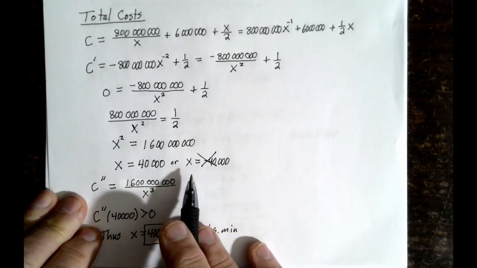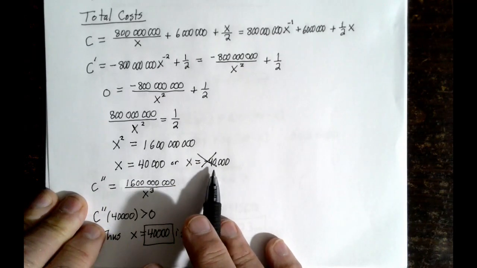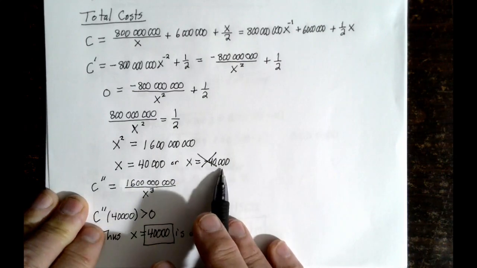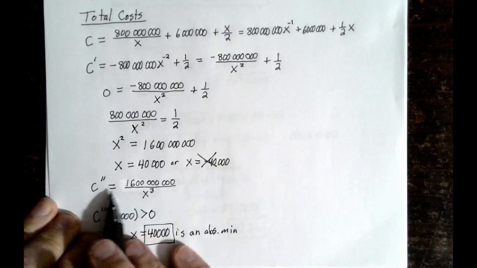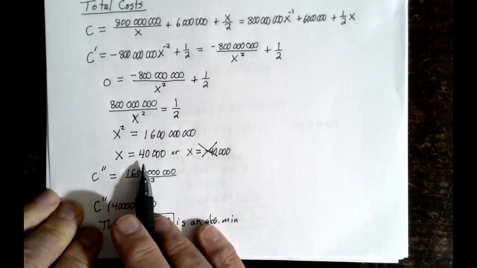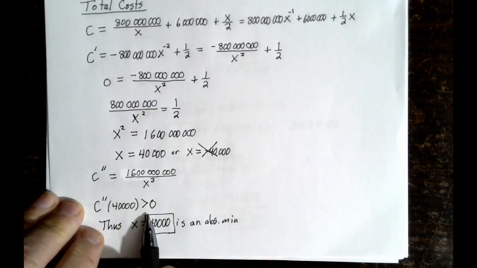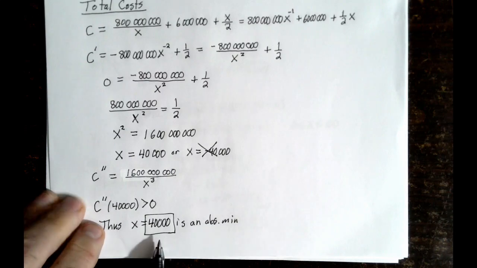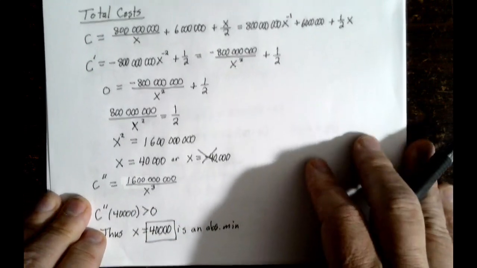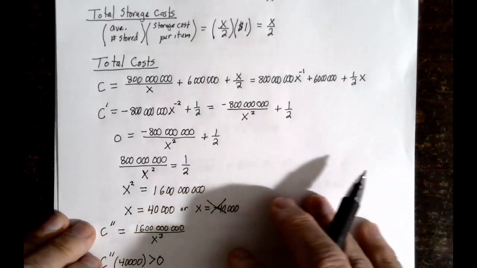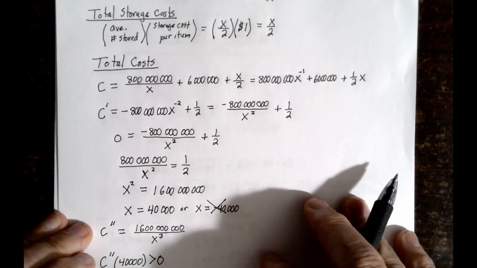X is the number of items in each production run, so you can't get a negative number of items, so throw that out. If you take the second derivative, you get this, and if you plug the critical value into that, you get a positive, which means that this is an absolute min. So 40,000 is the absolute minimum, and that will reduce your costs. And it's the number of items in each production run.